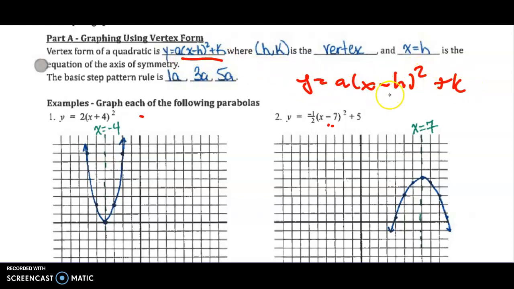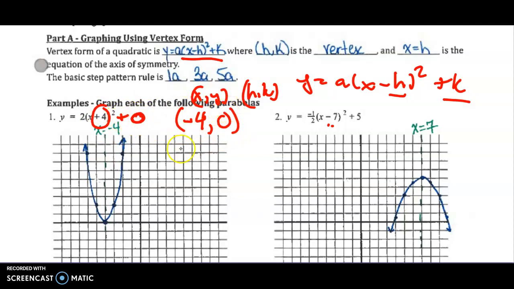Your vertex is (h, k). So what you do is you look in the bracket and say, what's my vertex? I change the sign of what's in the bracket as my x value. So the vertex is h and k. So here in this bracket, change the sign to negative 4 from plus 4, and then you say what's outside the bracket. In this case, nothing. So it's 0. So my vertex is the point (negative 4, 0).